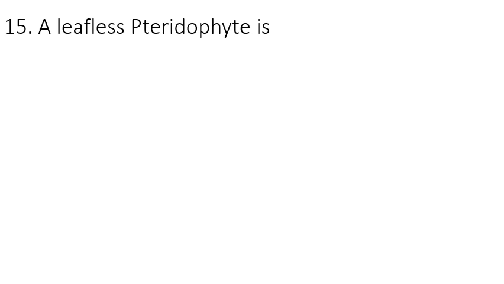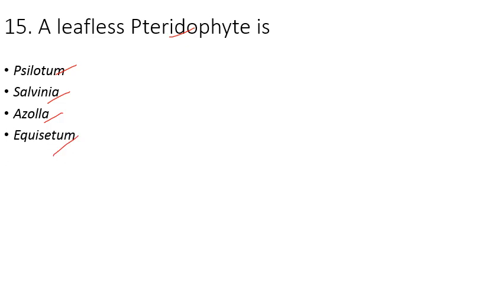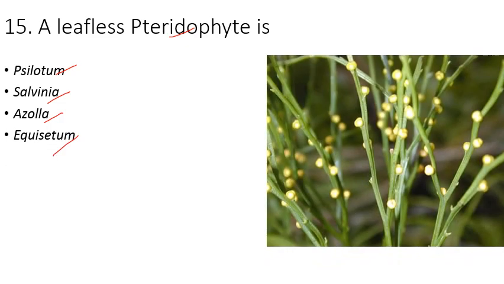Next question is from pteridophytes. A leafless pteridophyte is, our options are Psilotum, Salvinia, Azolla or Equisetum. So its right answer is Psilotum. This is commonly known as whisk fern, also called skeletal fern. So this is a leafless pteridophyte.